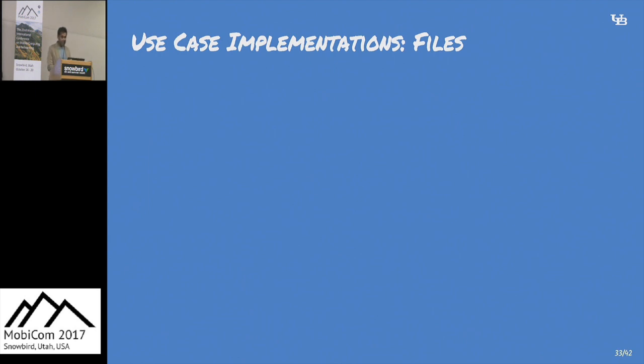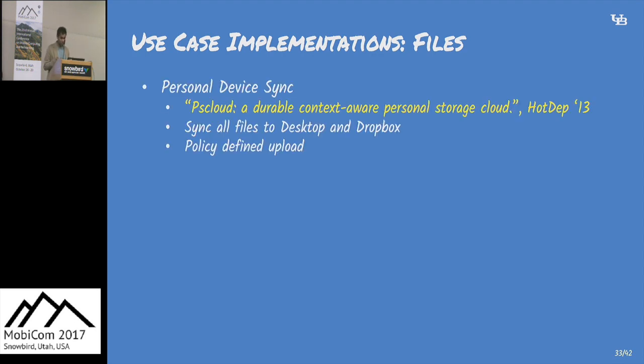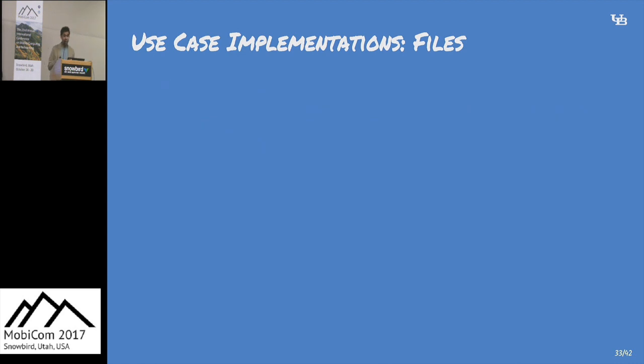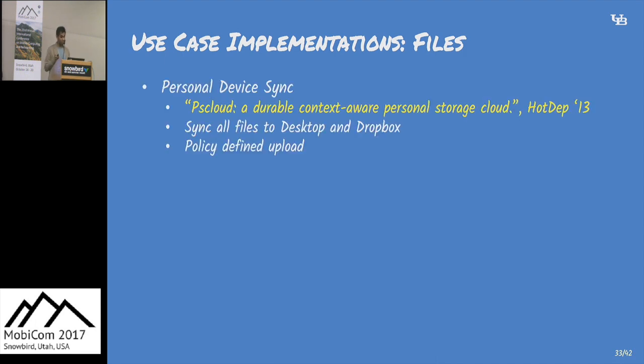Our goal with the use case implementation is to show that sophisticated data management solutions can be implemented even with a simple interface such as ours. To this end, we implement two systems for managing files based on previously developed research systems that we liked. The first is a personal device syncing system based on PS Cloud, which uses dynamic file placement to sync files across all of users' devices. Our data management app syncs files across mobile, cloud, and desktop, depending on the network's availability.